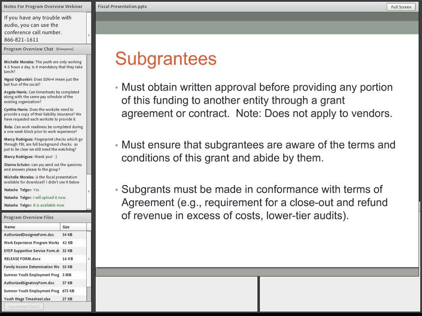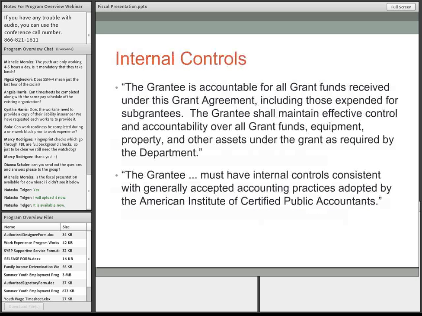And if you do use subgrantees, or we give you approval to use a subgrantee, you must ensure that those subgrantees are aware of the same terms and conditions of the grant that you have to abide by. That means like the requirement for the closeout, refund of any revenue in excess of costs. So they're subject to the same terms that you are.